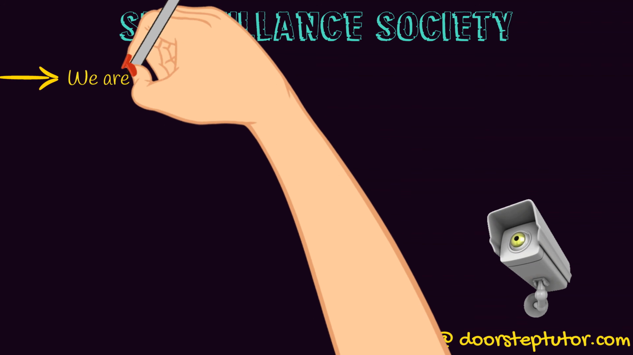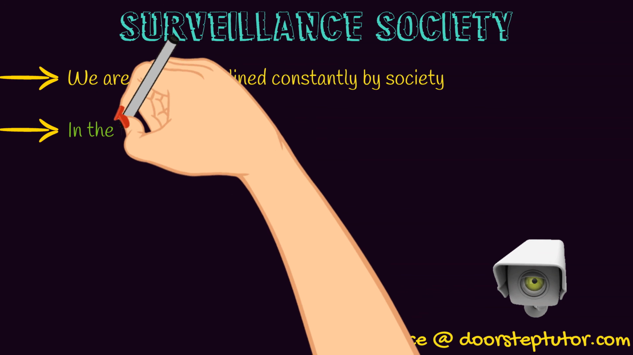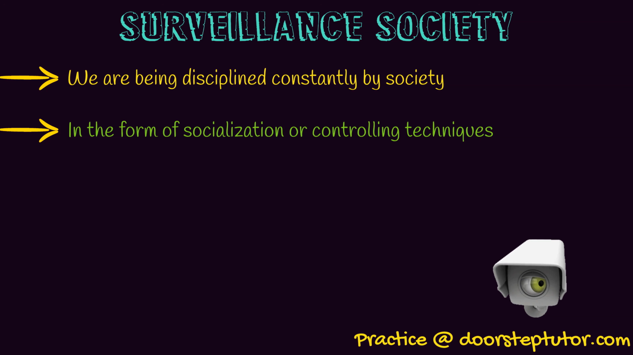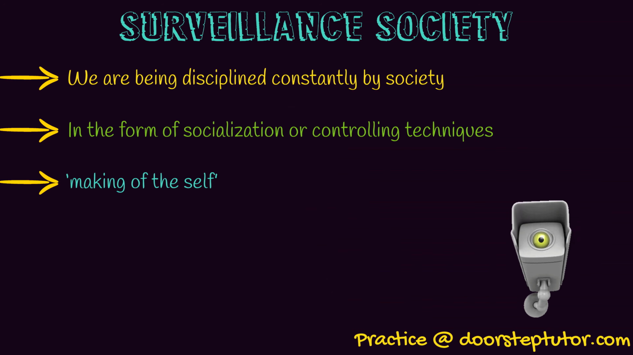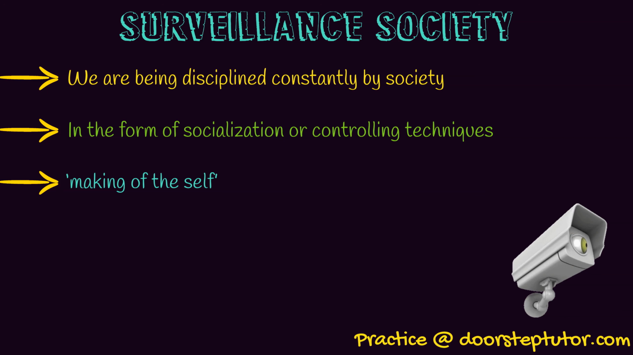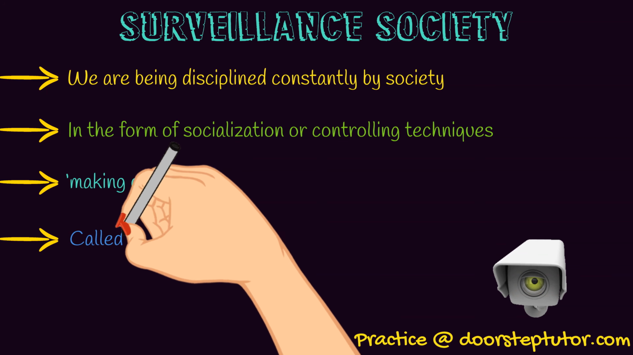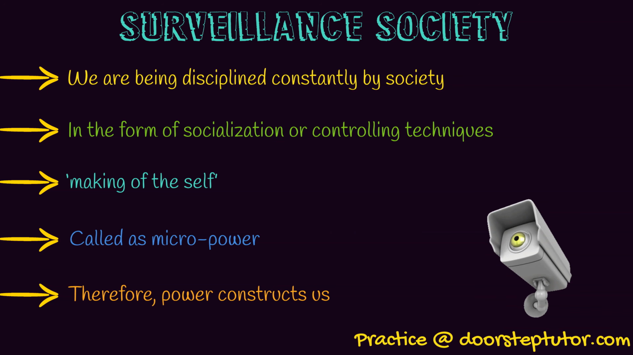In this way, the society is being disciplined constantly in the form of controlling techniques or socialization. It helps in what? This technique or this socialization helps in the making of the self. And if we know that by doing wrong we'll be punished, then we'll be better people. We'll know that the self that we are making has to be disciplined, has to follow orders. This is known as micropower, which constructs the self, which constructs the society. Let us discuss some questions.